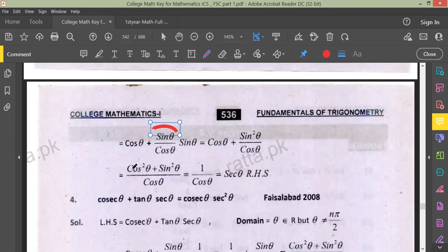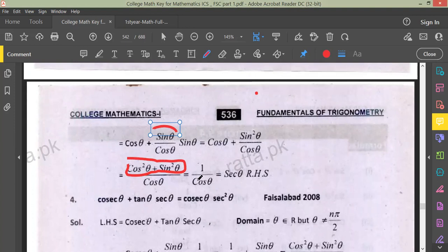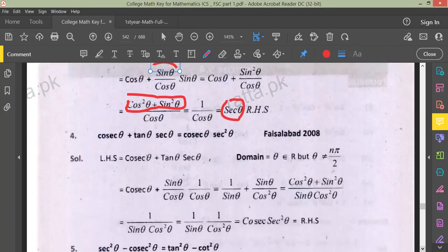We know that cos square theta plus sine square theta, this fundamental identity, is equal to 1. So this will be equal to 1, and our final answer will be 1 over cos. We know that 1 over cos is equal to secant theta. So this is our right hand side of question number 3.